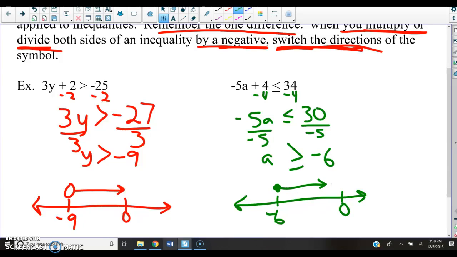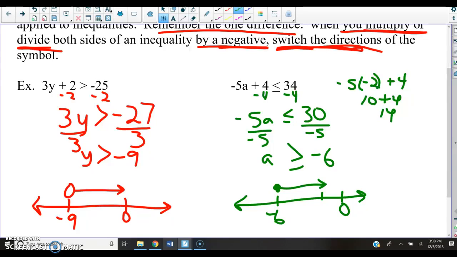Right, let's try a number. Say we put negative 2 in for a. So that would be negative 5 times negative 2, and then add 4, that'd be 10 plus 4. It's 14. Yes, that is less than 34.